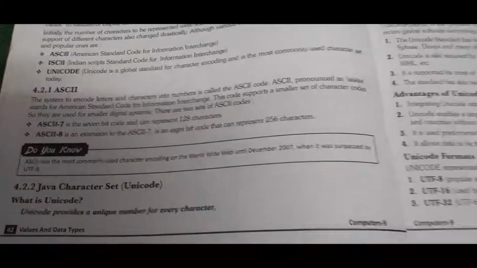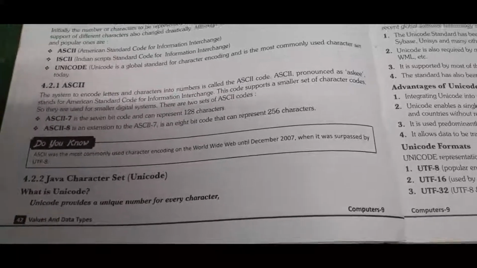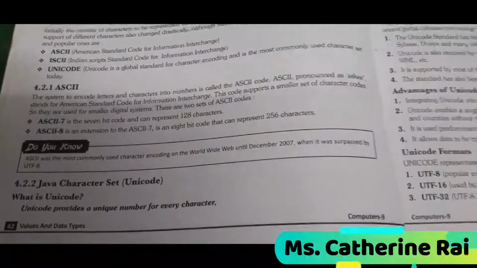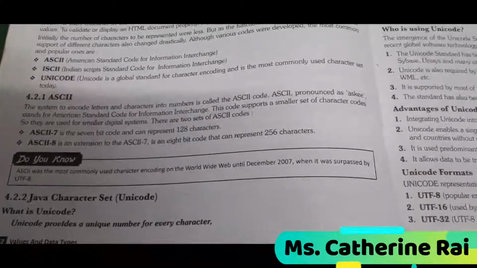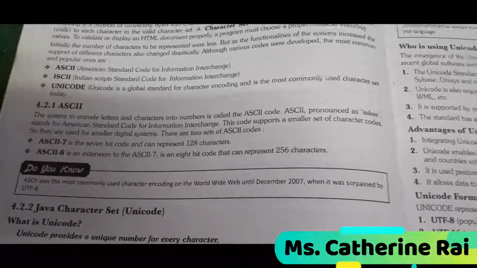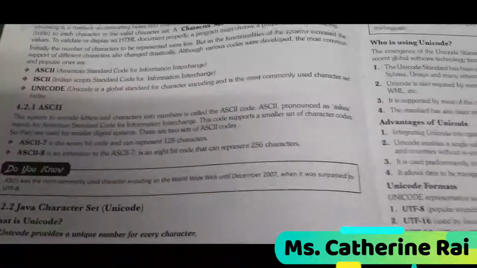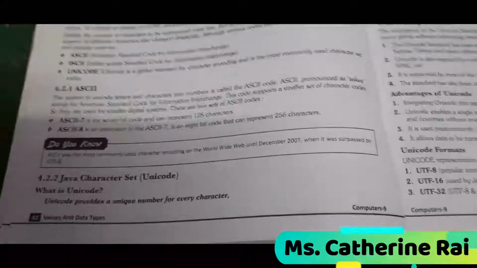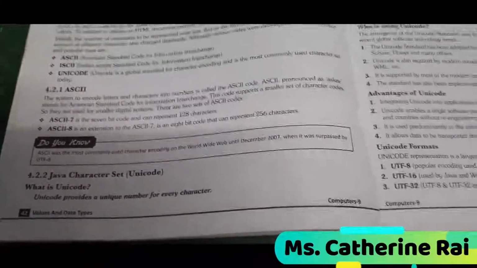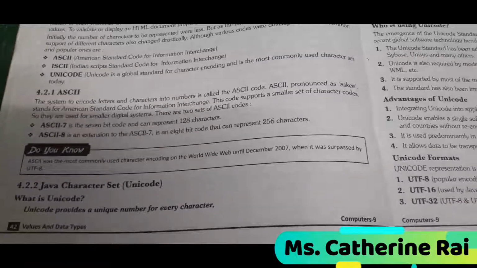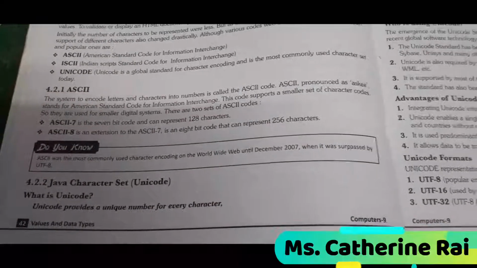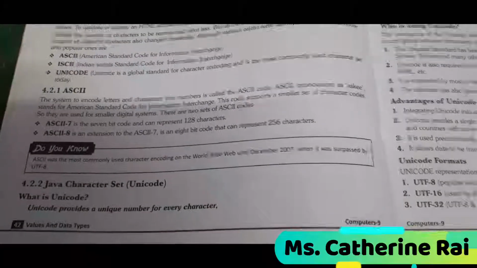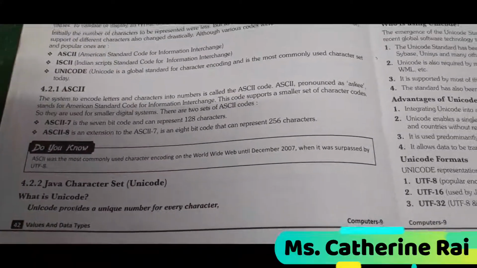That is chapter 4, values and data types. Today I'm going to discuss the Java character set, which is called Unicode. So what is Unicode, what are the advantages of Unicode, and what are the Unicode formats? Those are the things that I'm going to discuss in today's class. These topics are given in page numbers 42 and 43 of your computer applications textbook. Whenever you are listening to this audio video clip, kindly refer to this page.